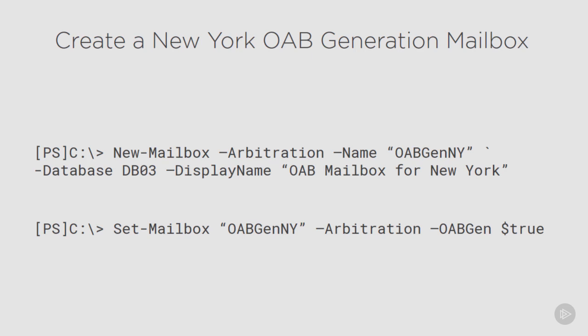So in a scenario like that, the administrator might choose to create a New York offline address book generation mailbox. To do that, they'd run the New-Mailbox cmdlet with the arbitration switch, give the mailbox a name such as OAB Gen NY, place it on a database that is primarily hosted in the New York data center, and then just give it a meaningful display name so that other administrators know what it's for. The Set-Mailbox cmdlet is then used to set the OAB Gen attribute to true.